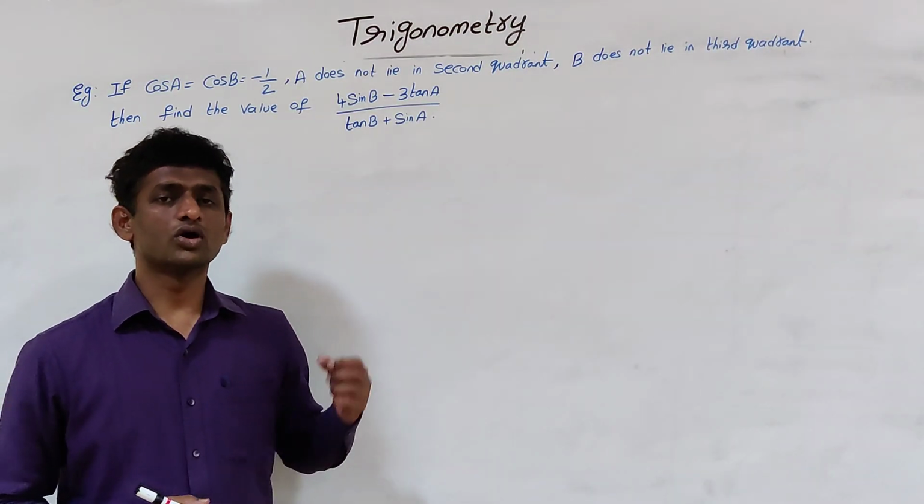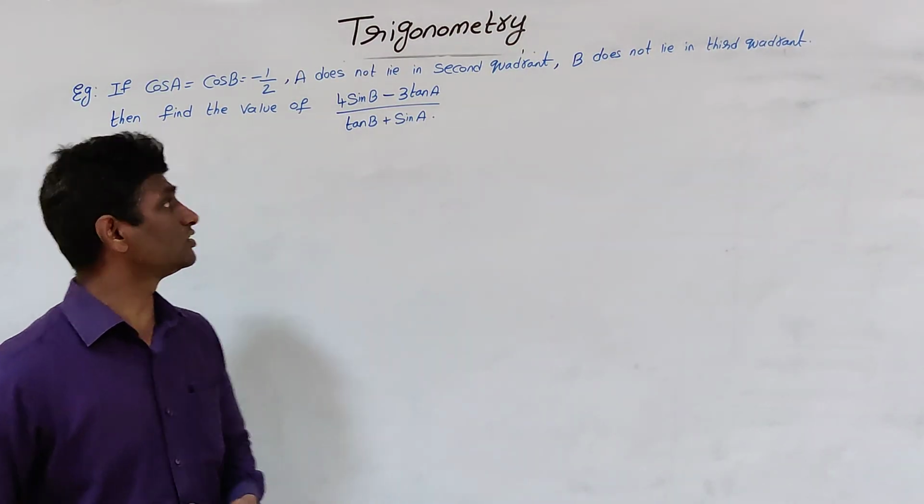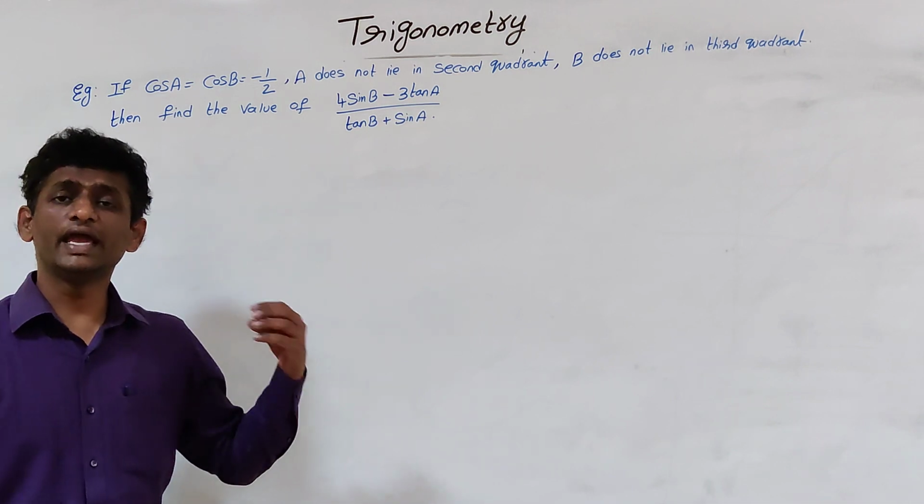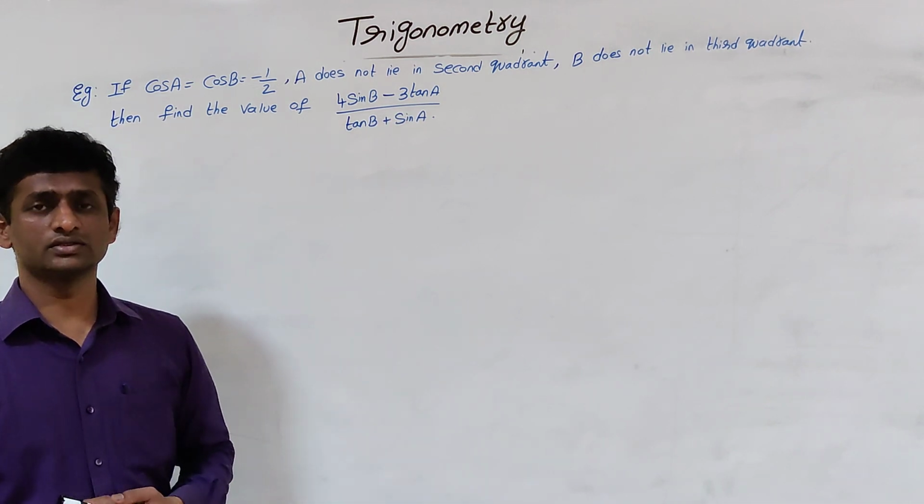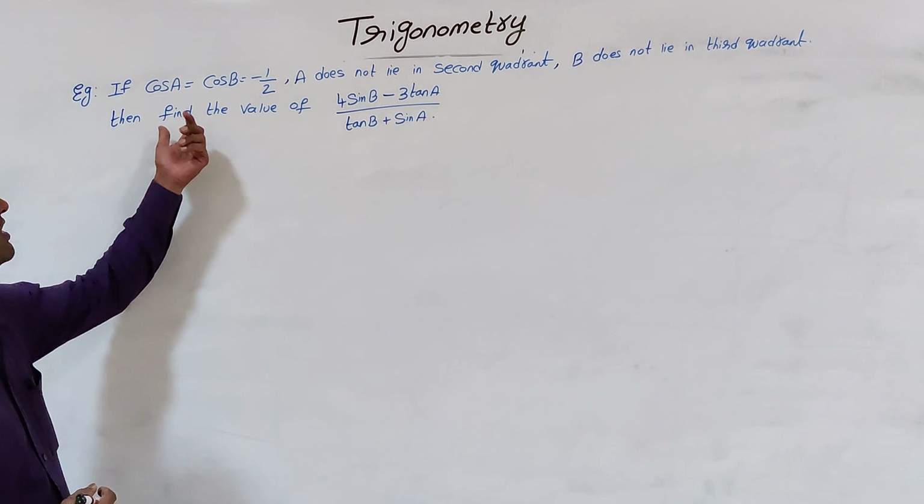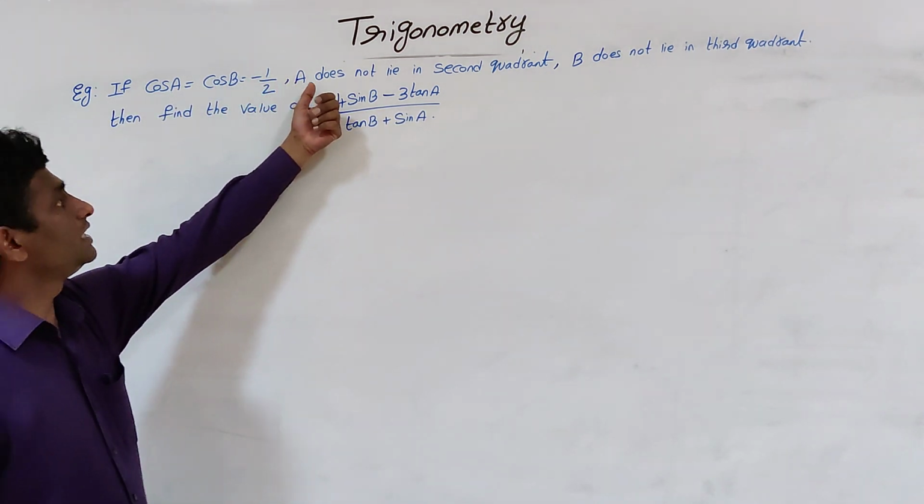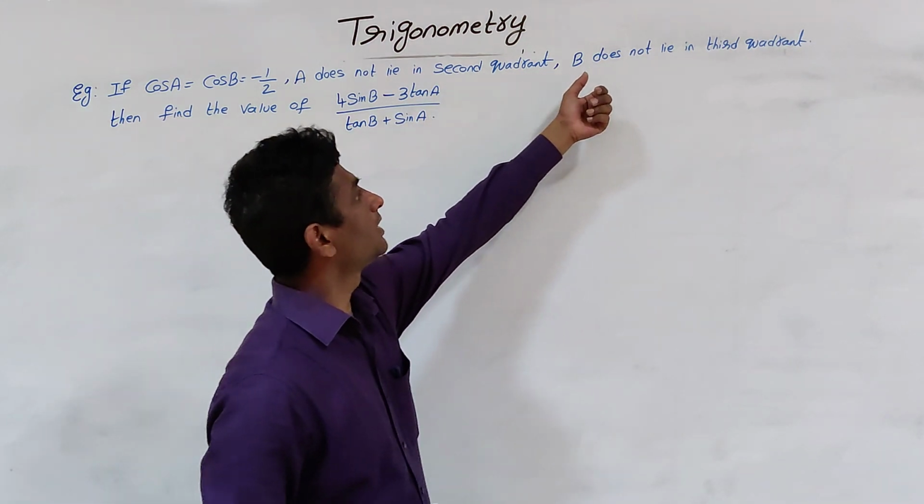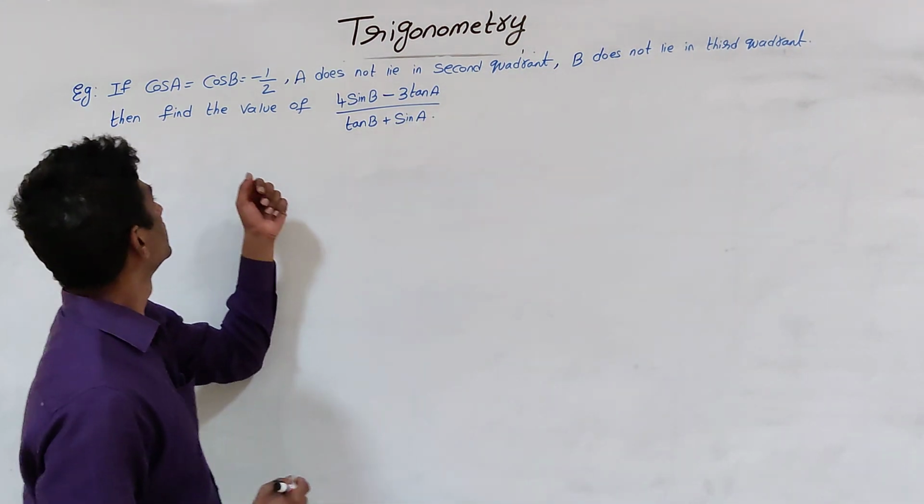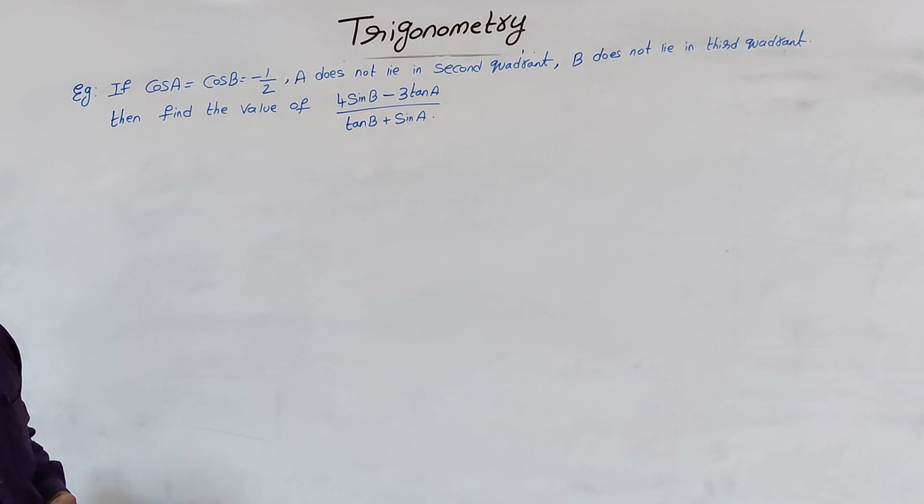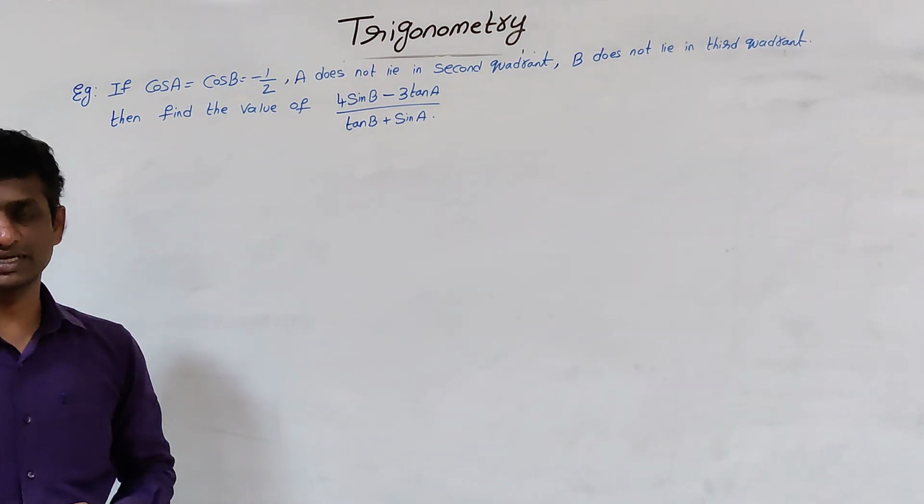If cos A is equal to cos B is equal to minus 1 by 2, means A and B are different angles, and he has given the values of cos A is minus 1 by 2, cos B is also minus 1 by 2. A does not lie in the second quadrant and B does not lie in the third quadrant. Then find the value of 4 sin B minus 3 tan A by tan B plus sin A.